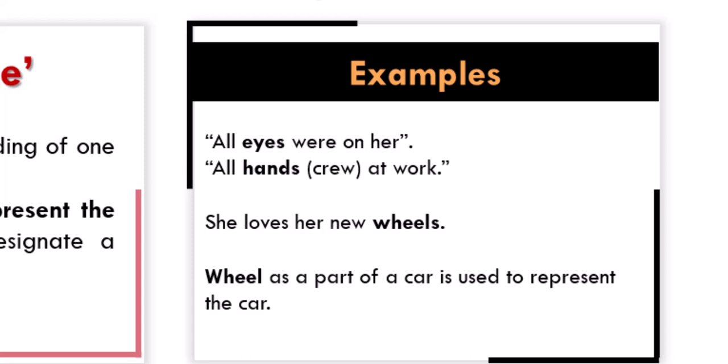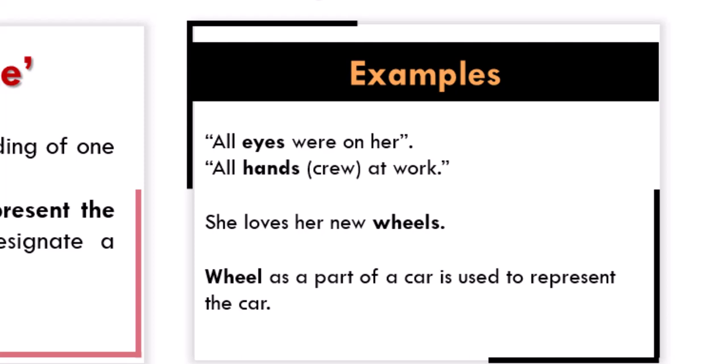So, taking a look at some examples. Here we have: all eyes were on her, all hands at work. Eyes happen to be part of the body, part of a human being. So when we say all eyes were on her, it simply means everybody was looking at her. All hands at work, that is, everybody happens to be at work.